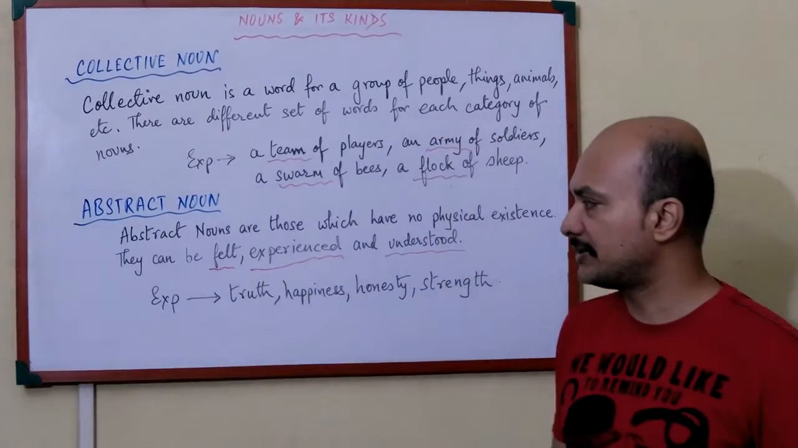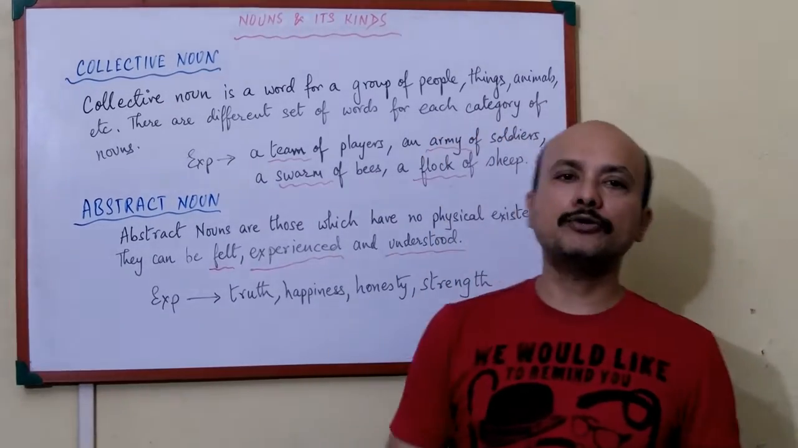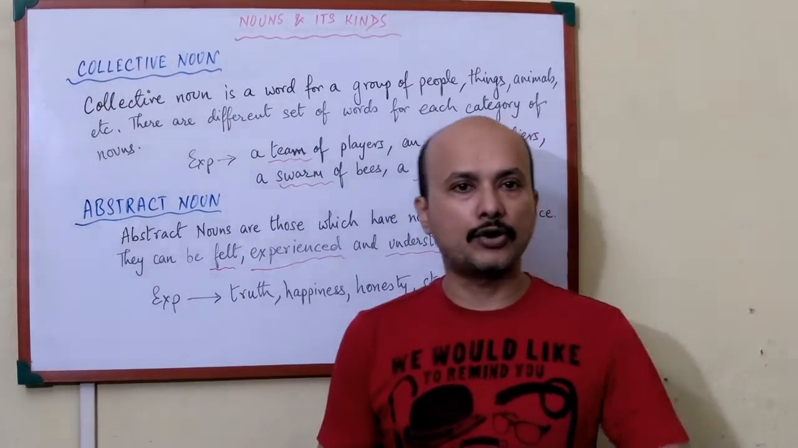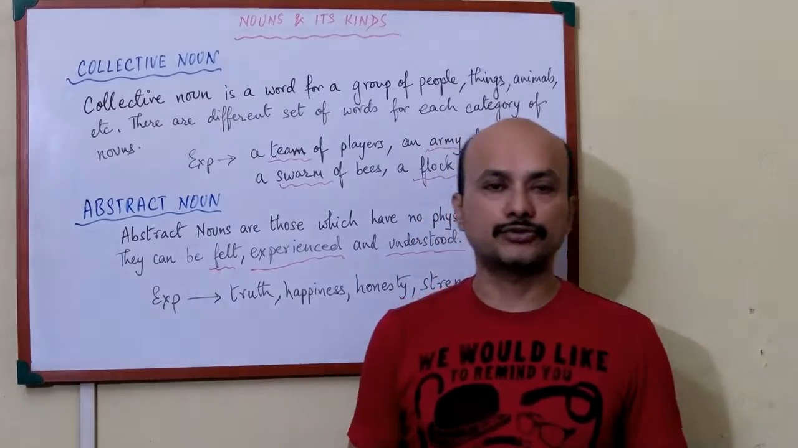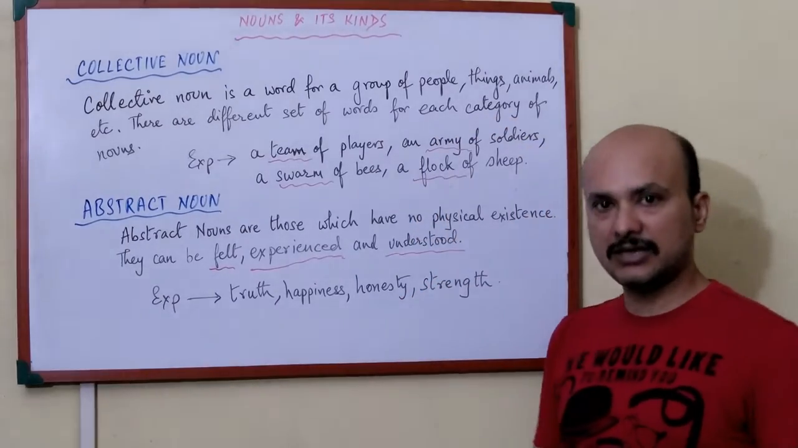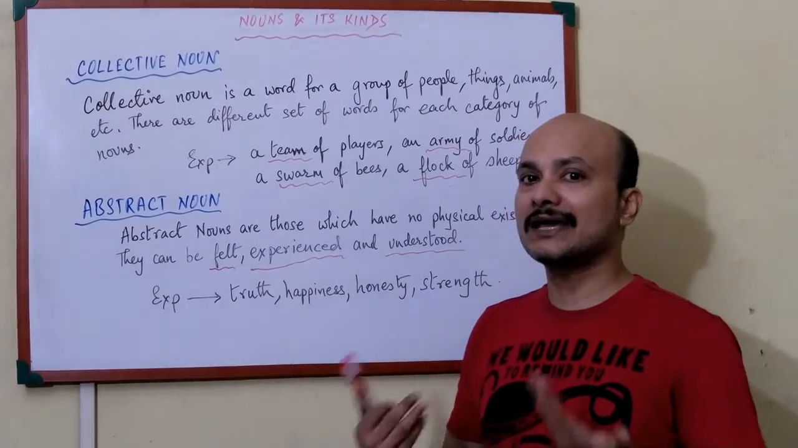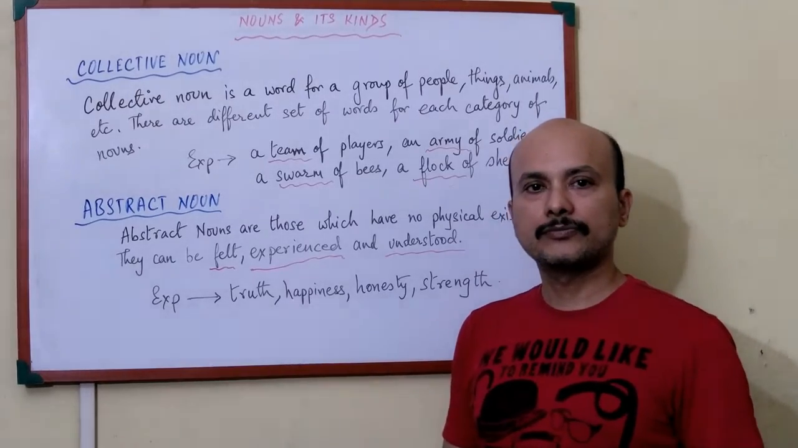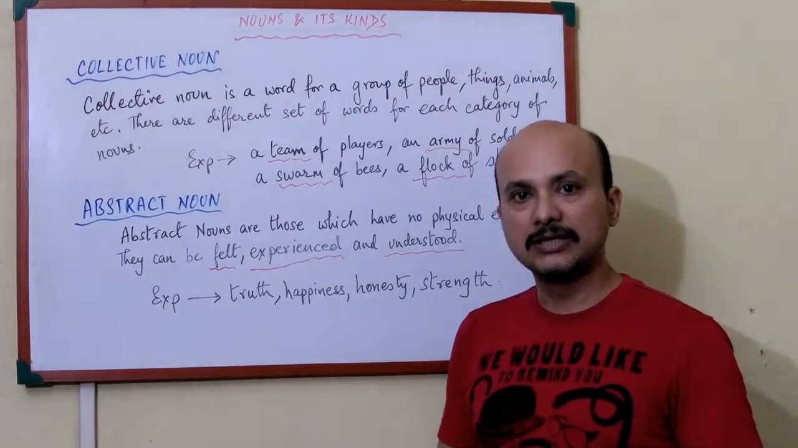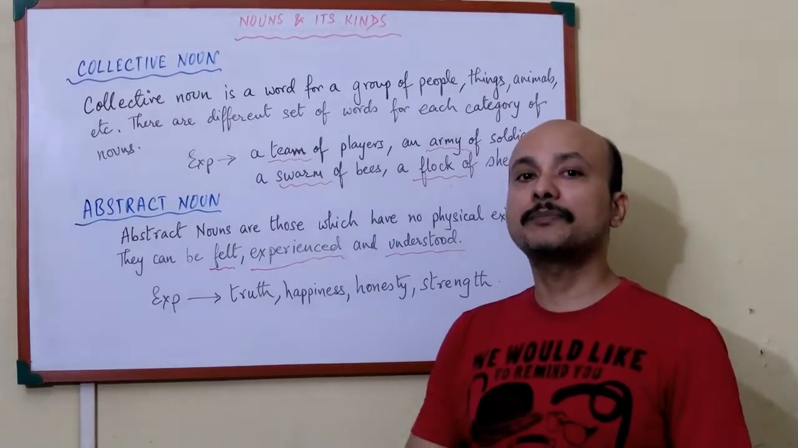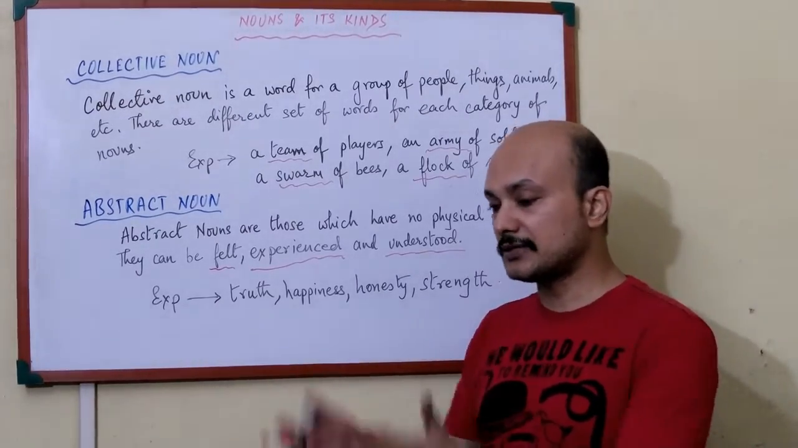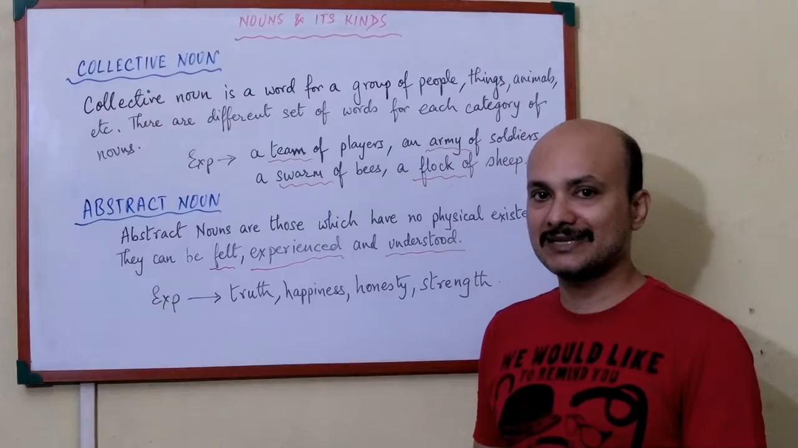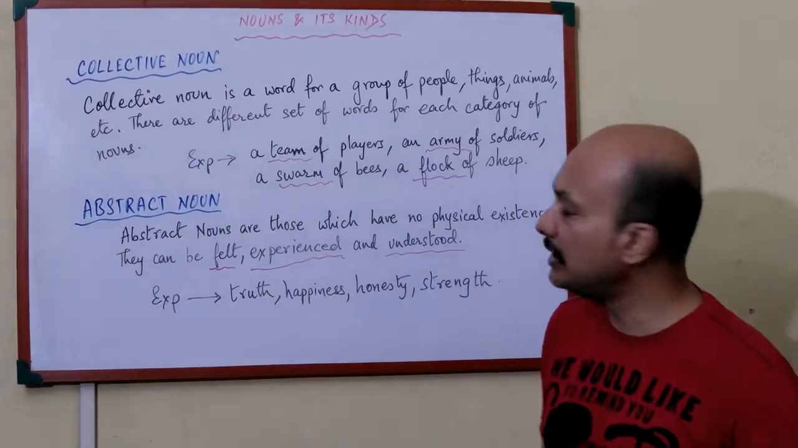Let's see the examples. You will understand. Truth. Now, you cannot point out to truth, can you? You cannot point out to truth, say this is truth, just like you point to a boy or a tree. Happiness, again. Happiness is something which you feel, which you experience. So that you cannot point out. You cannot make anyone touch happiness. That's not possible. That is what is physically not present. A boy is physically present, a girl is physically present, a tree is physically present, but happiness is physically not present here. You cannot touch happiness.